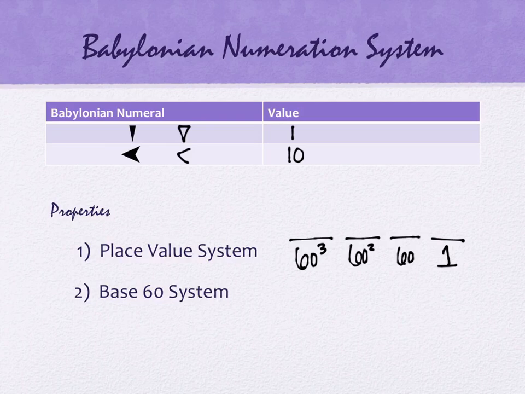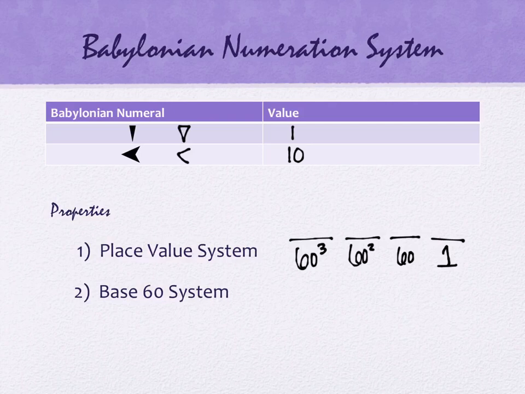But they don't have 60 different symbols. Thank goodness. Right? That would not be cool. They have 2 symbols. So we've got to figure out how we use 2 symbols to create the numbers like 1 through 59, because the numbers 1 through 59 all have to fit in that one place value, right? How do we do that? Well, they do a repetition of symbols much like the Egyptians did. So if they want the number 2, they do 2 triangles. If they want the number 3, they do 3 triangles.